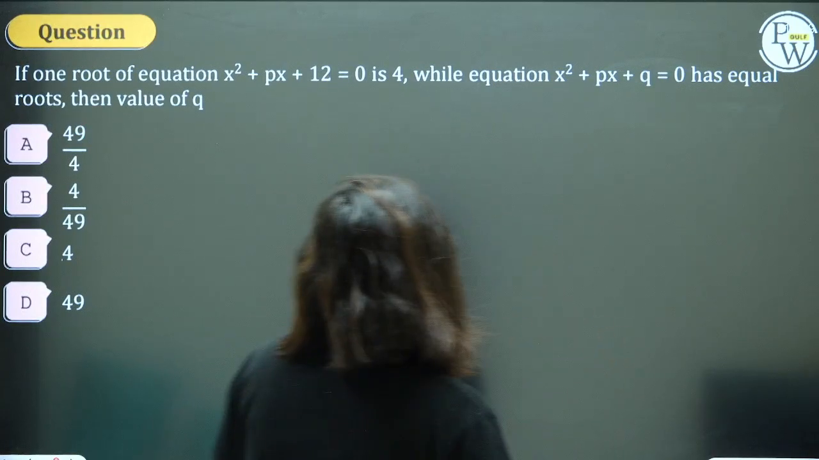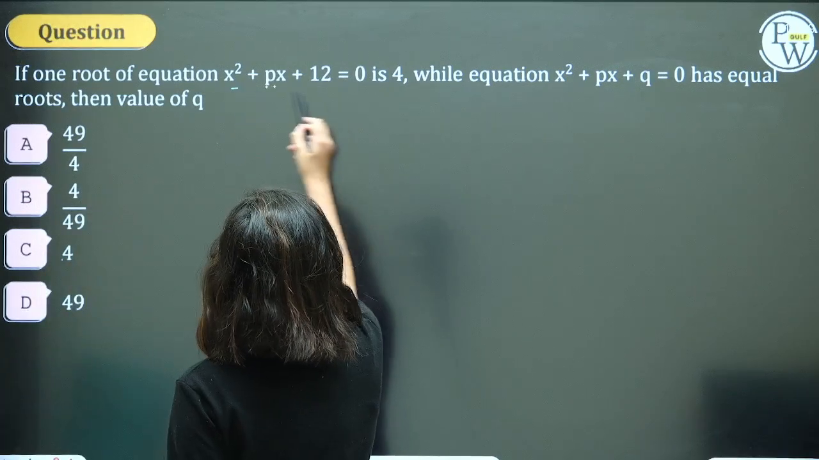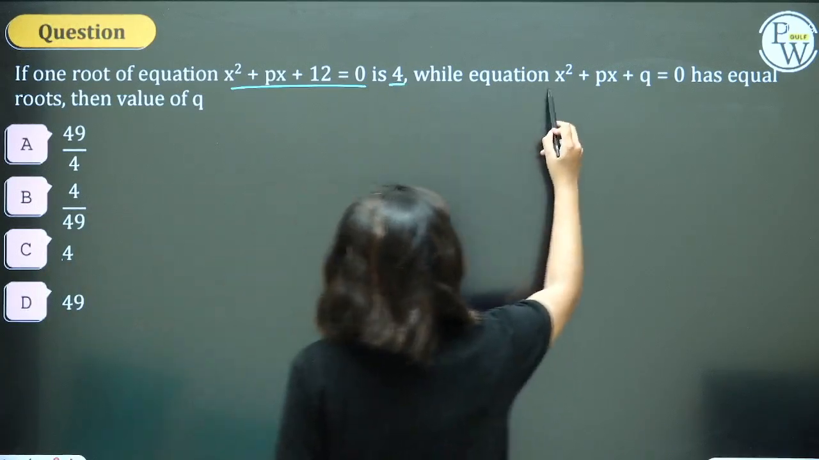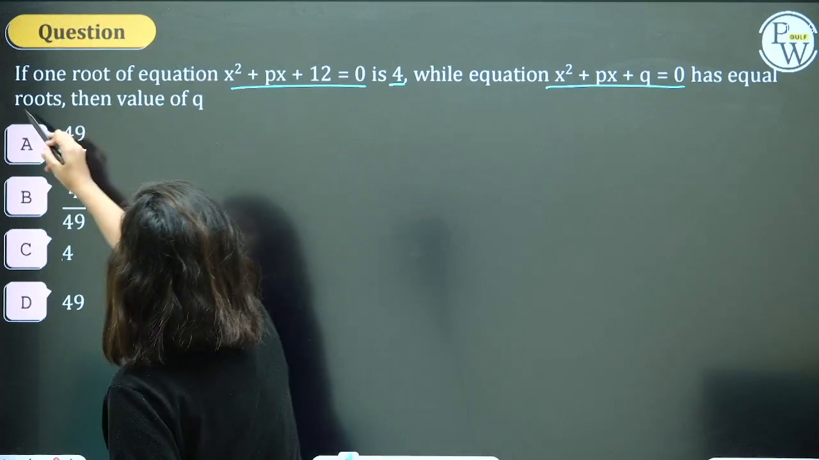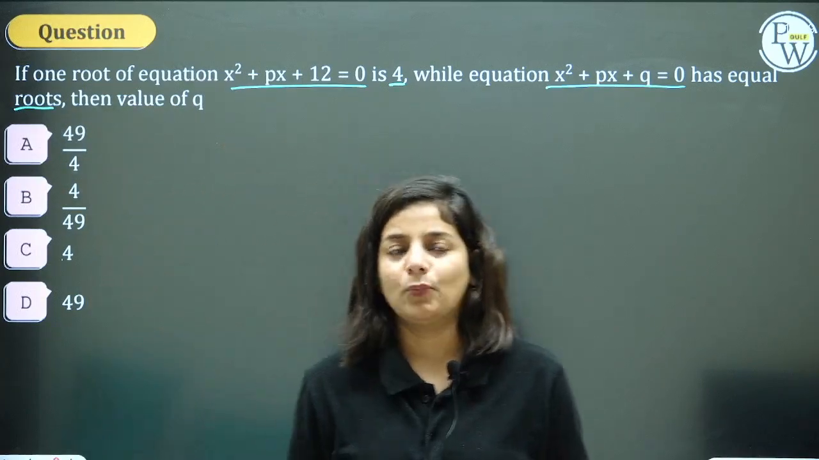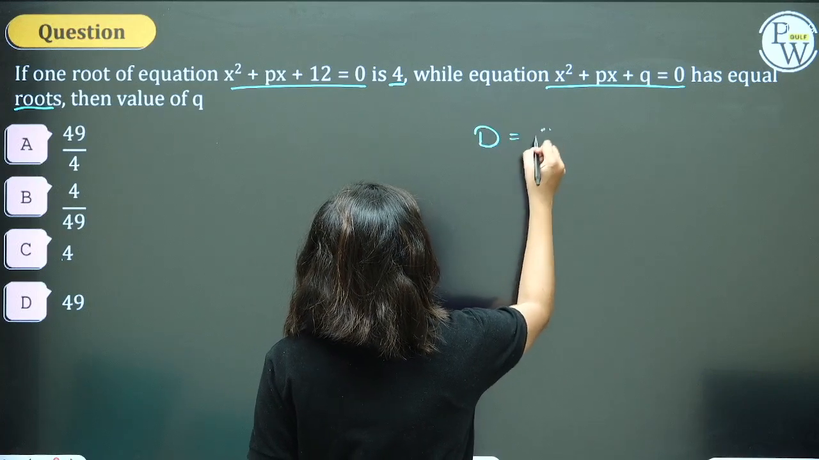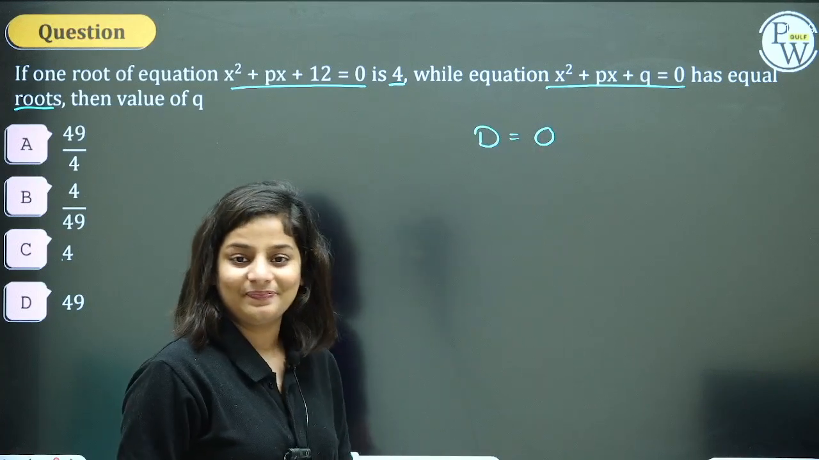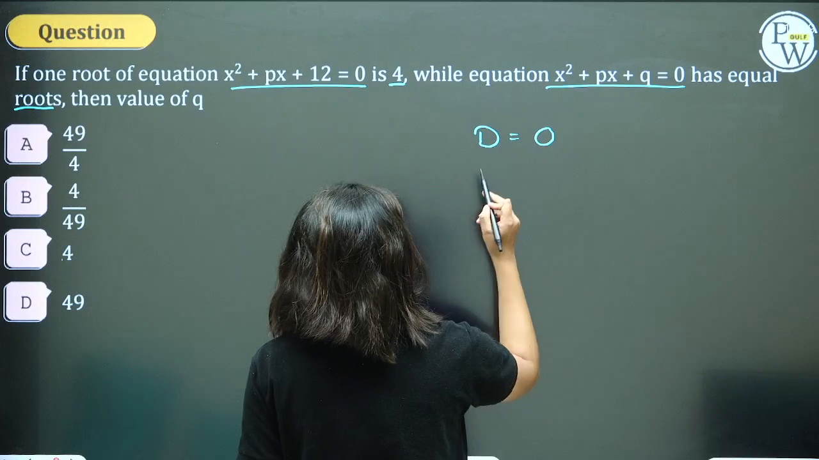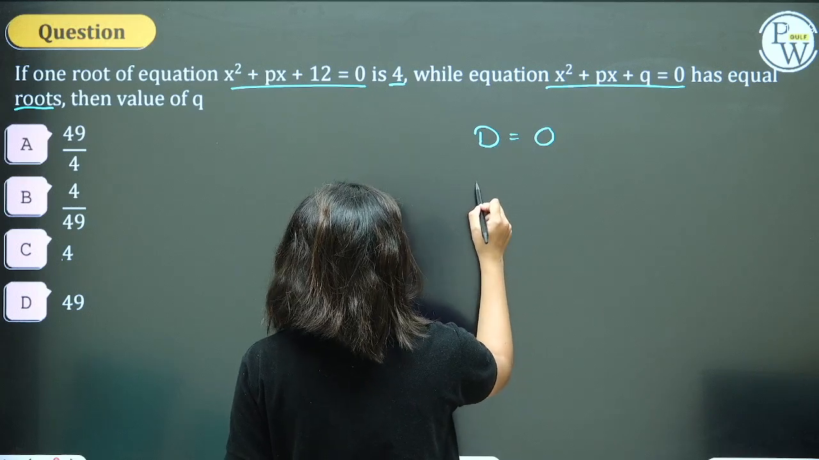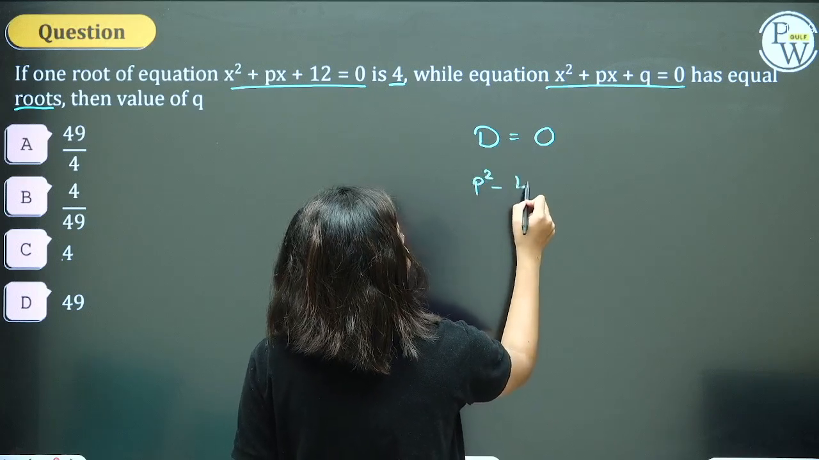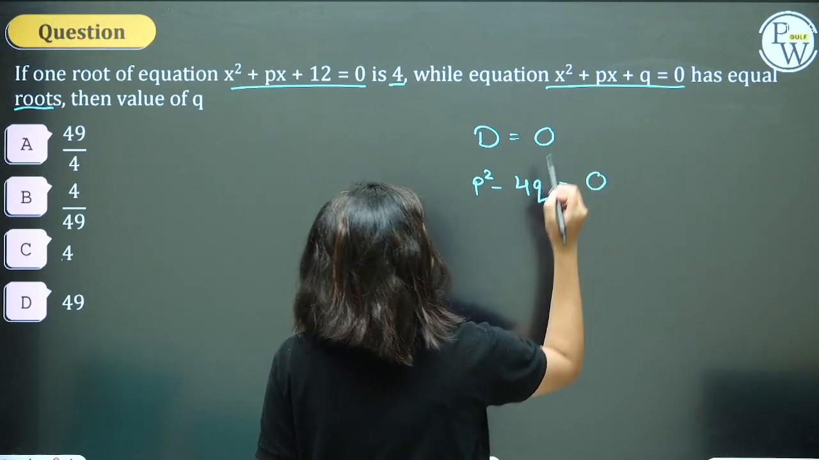Next question, if one root of this equation is 4, while this equation has equal roots. Equal roots, what does equal roots mean? Equal roots mean the discriminant will be 0 for this equation. And what is the discriminant for this equation? B square minus 4ac is p square minus 4q equal to 0.